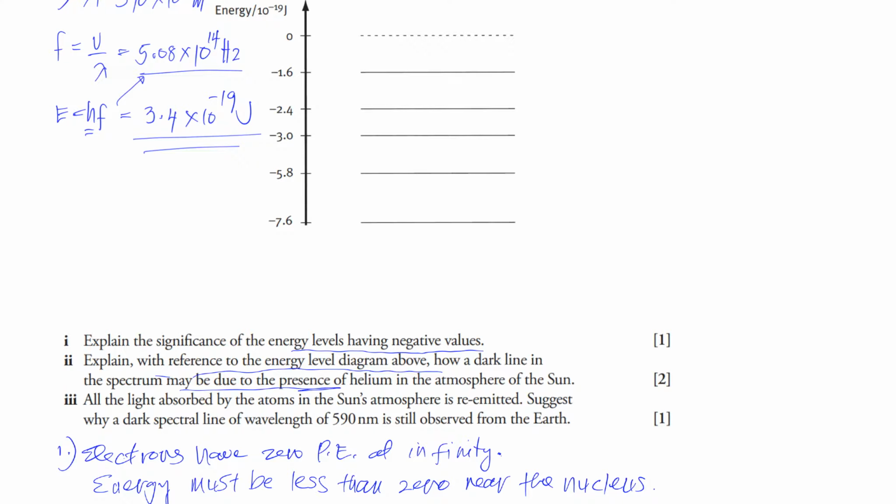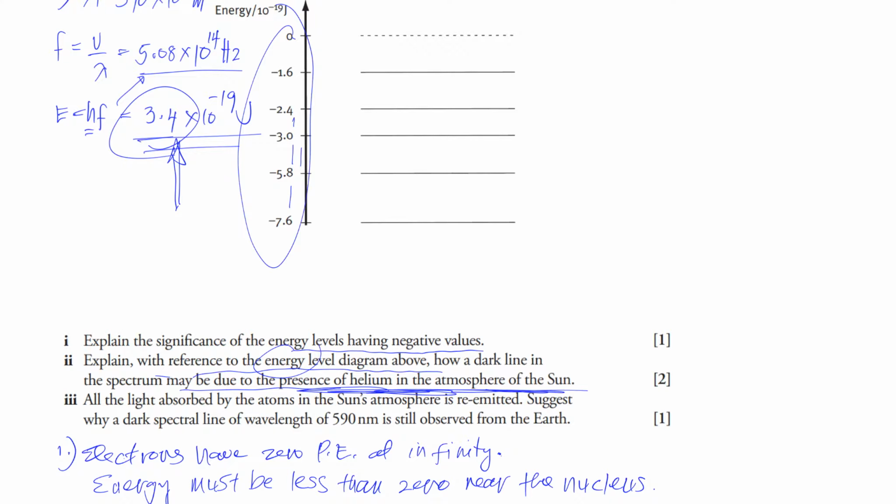Next one, explain with reference to the energy level diagram above how a dark line in the spectrum may be due to the presence of helium in the atmosphere of the sun. Now, before I write the answer, let us first find this 3.4 here. You can have 7.6 minus 5.8, 7.6 minus 3, 7.6 minus 2.4, and then 5.8 minus 3. You can do all the subtractions in these numbers.